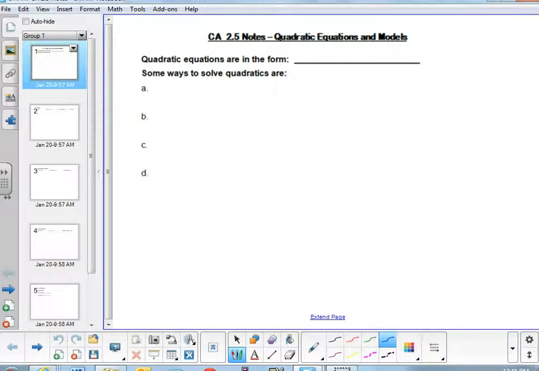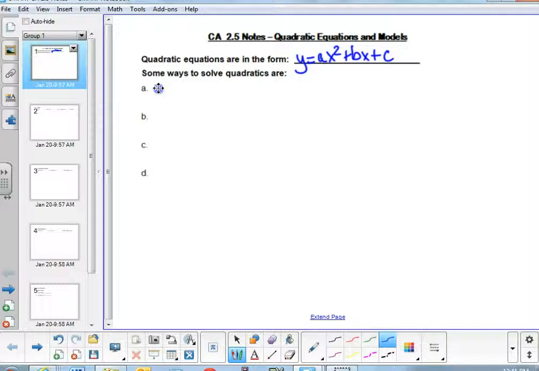Section 2.5 in college algebra is about more quadratic equations. Back in 2.3, we discussed solving quadratics through completing the square. But quadratic equations are sometimes in the form y equals ax squared plus bx plus c. That's called standard form. So we've got a variety of ways that we can solve quadratics.